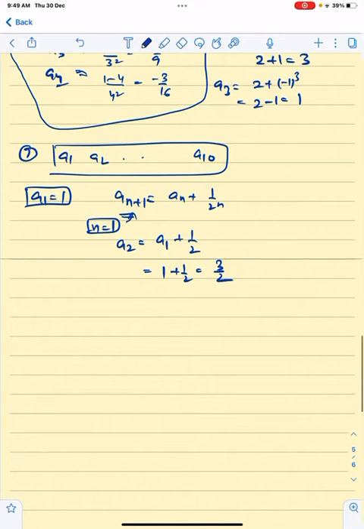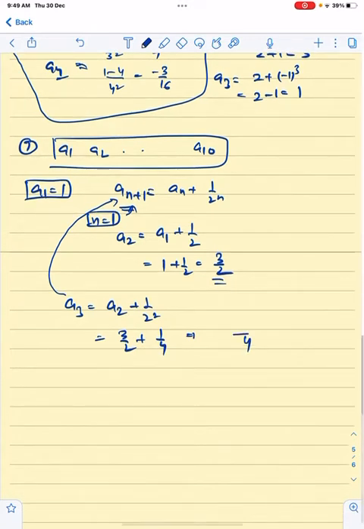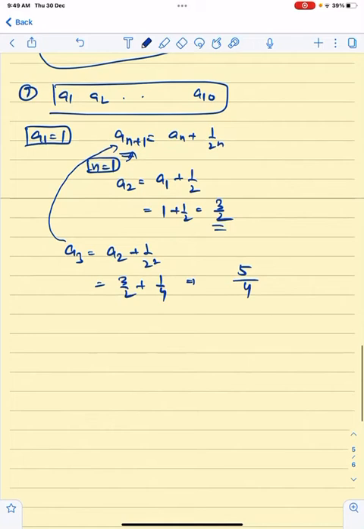Now I have to calculate a3. To calculate a3, what do I have to put in place of n? I have to put n equals 2. Then it will become a3 equals a2 plus 1 upon 2 square, and a2 is known, that is 3 by 2 plus 1 by 4, right? So again you can calculate it, this is 6 plus 1, that means 7 by 4, right? This is how you will go for these questions.